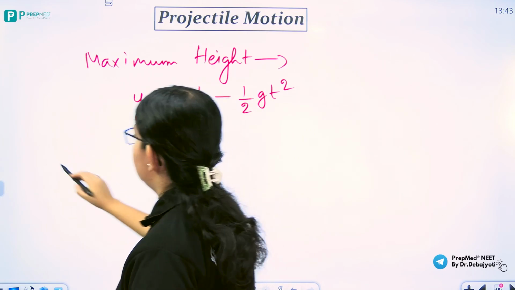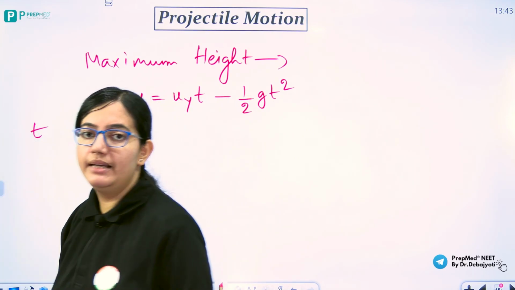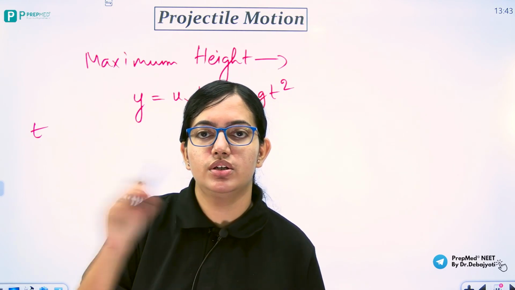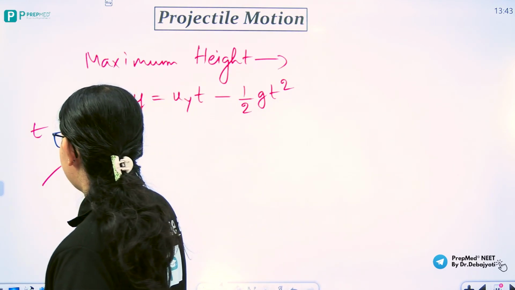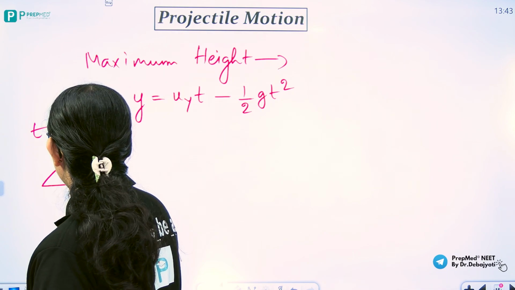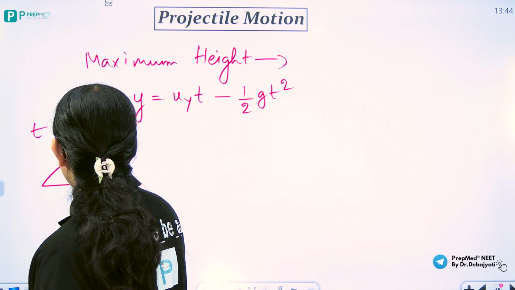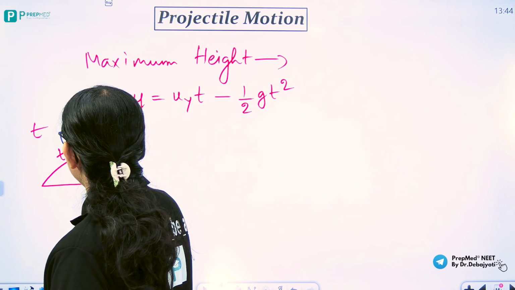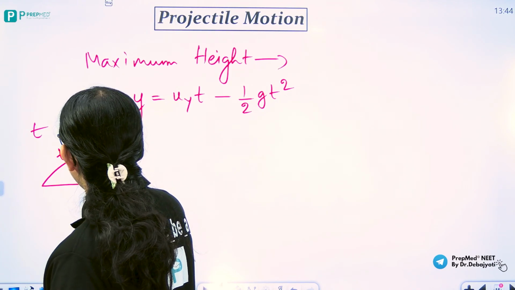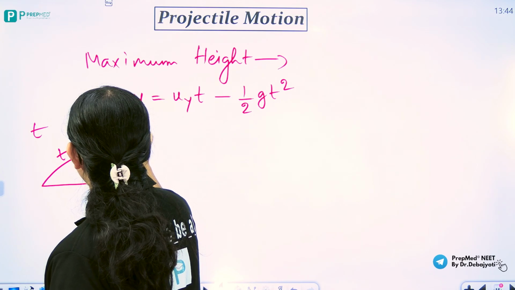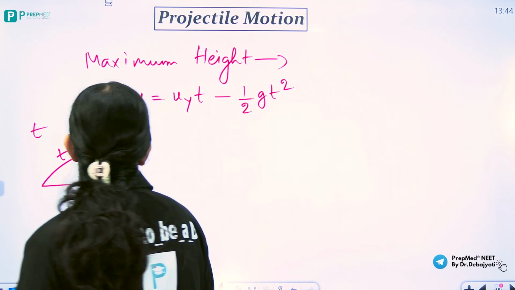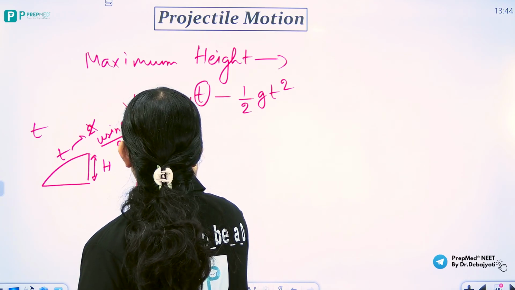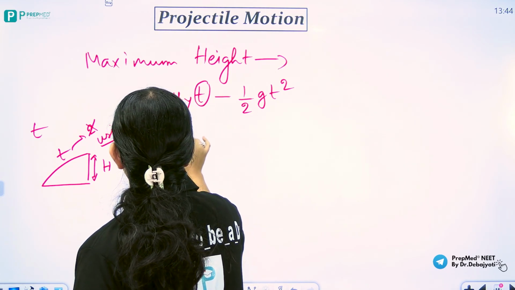This is the t what? This is the time of ascent. That means when the object moves from the starting position to the maximum height, this is the time we are taking. Okay, this is the maximum height and the time attained by it we are taking. So this is what? This is not 2u, this is only u sin theta by g. So here you will put the value of t. Okay, and we are getting y as h.